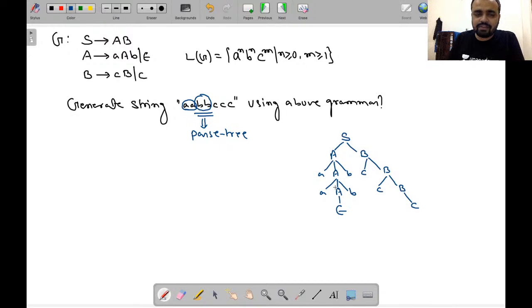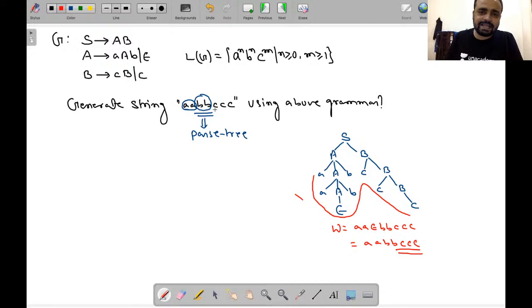So what kind of string is this particular parse tree generating? Just traverse left to right. What you will get is the string w equals double A, epsilon, double B, and triple C. So this is equivalent to double A, double B, and triple C. This means this string can be generated by the above grammar using this parse tree. So a parse tree is nothing but a tree created with the help of grammar. Are you getting my point?